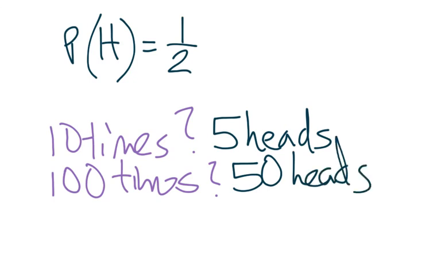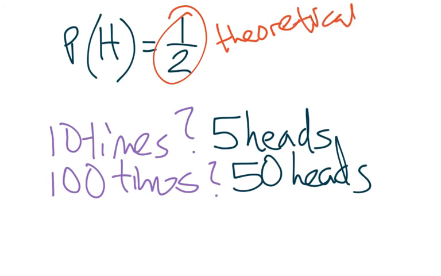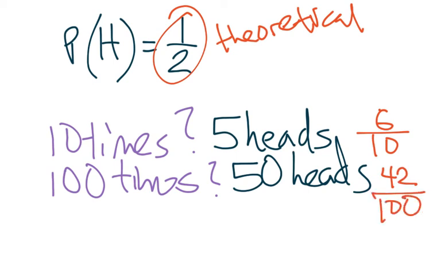And that's the difference between what is theoretical, where I simply say, oh, it's 1 to 2 in theory, and the experimental. Because for the experimental, I'd actually flip those coins. So for the 10 times, maybe I got heads 6 to 10. Well, that's not 1 to 2. Or maybe when I did it 100 times, I started to lower it. I got 42 to 100. Well, that's not 1 to 2.